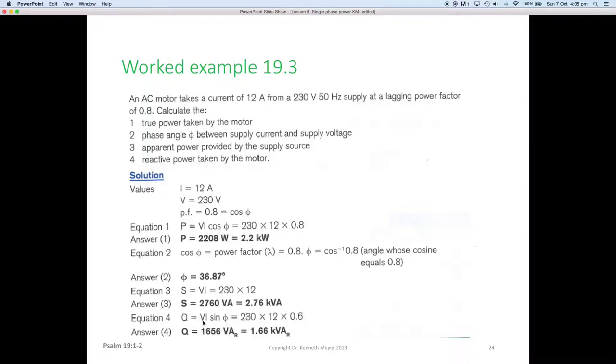And finally, to find the Q, nice and easy. We can just use volt amps multiplied by the sine of theta. So 230 multiplied by 12 multiplied by 0.6, 0.6 being the sine of our angle. Remember, our angle was 36.87, so the sine of 36.87, giving us 1,656 volt amps reactive.